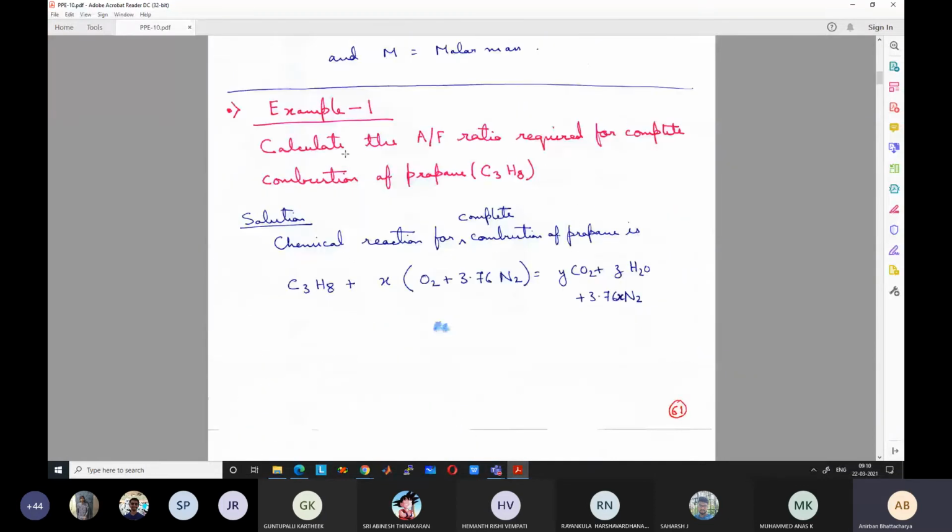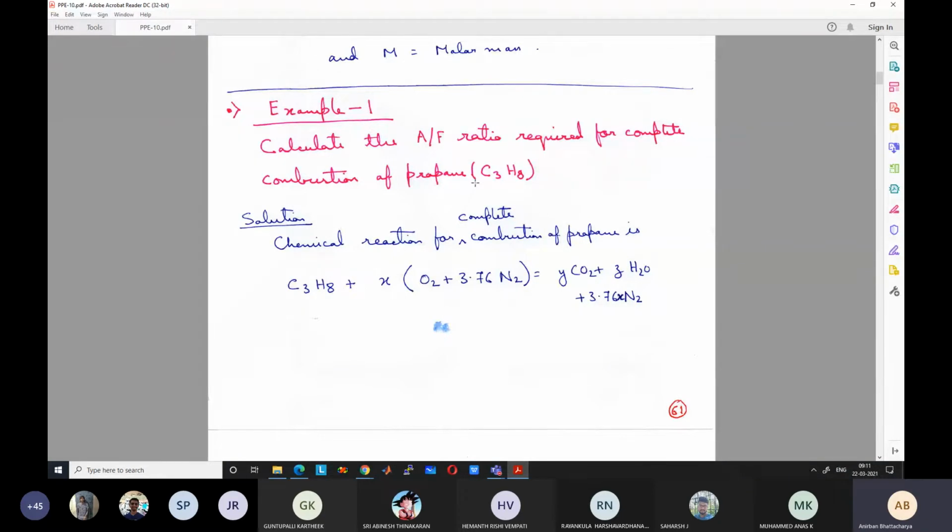So we want to calculate the air fuel ratio required for complete combustion of propane, and we will see how to do that. Complete combustion means that after combustion no portion of the fuel will remain. Now complete combustion can occur in two ways. One is with exactly the amount of air that is required, which we call the stoichiometric or theoretical amount of air. And we can also have an excess amount of air that will also lead to complete combustion.